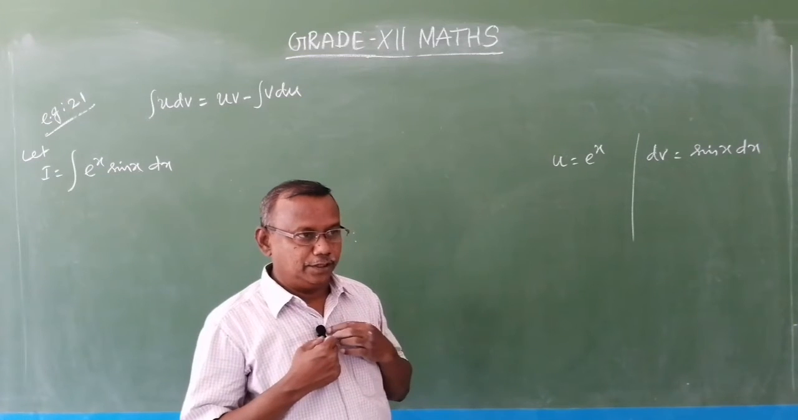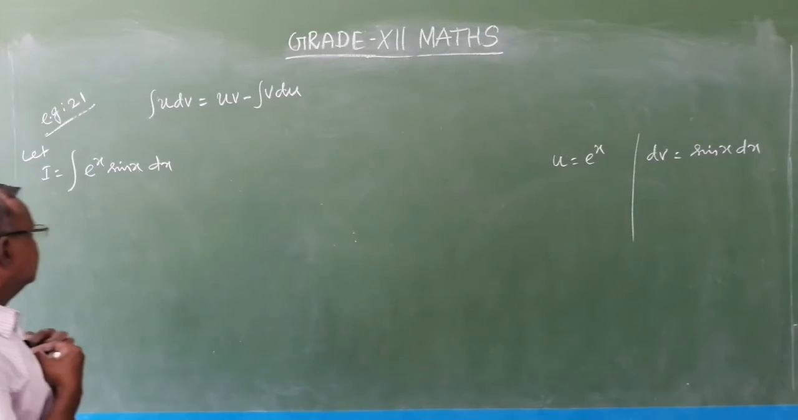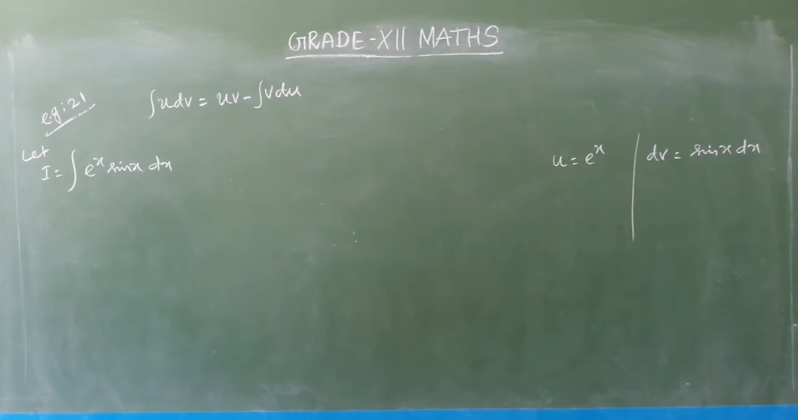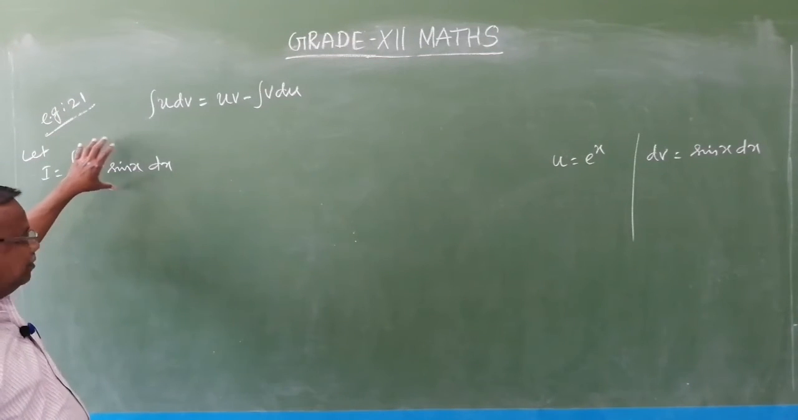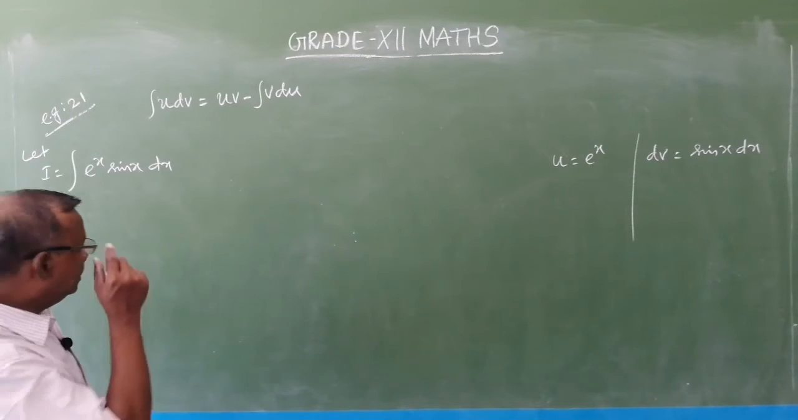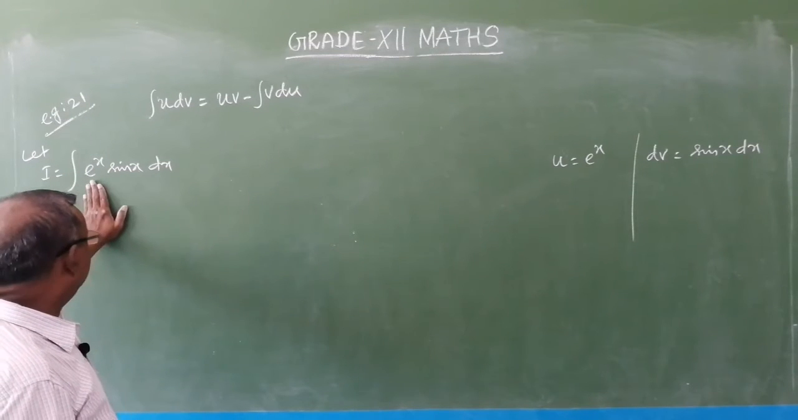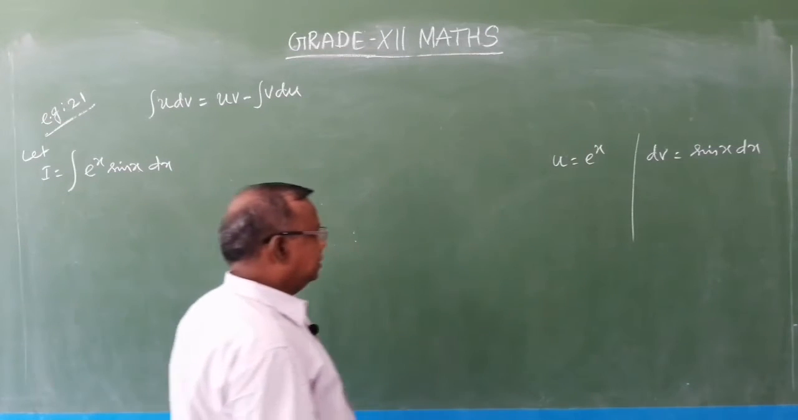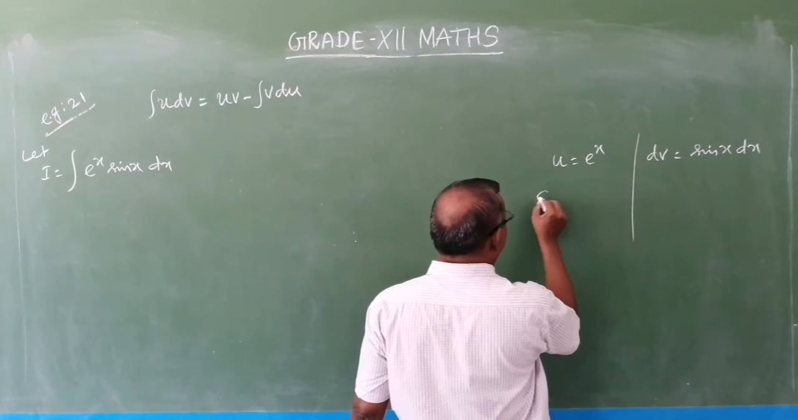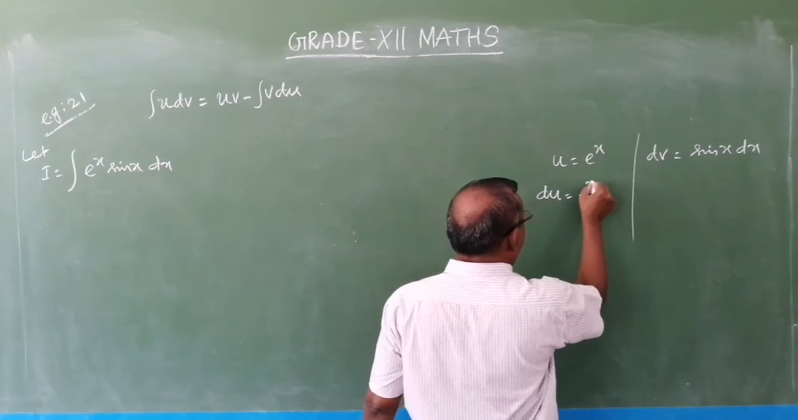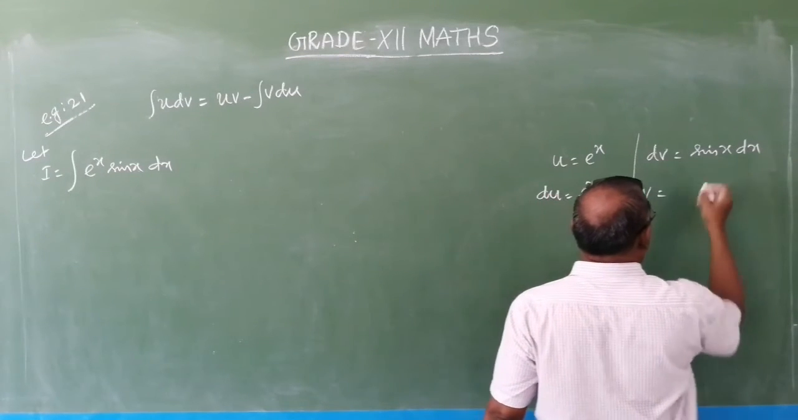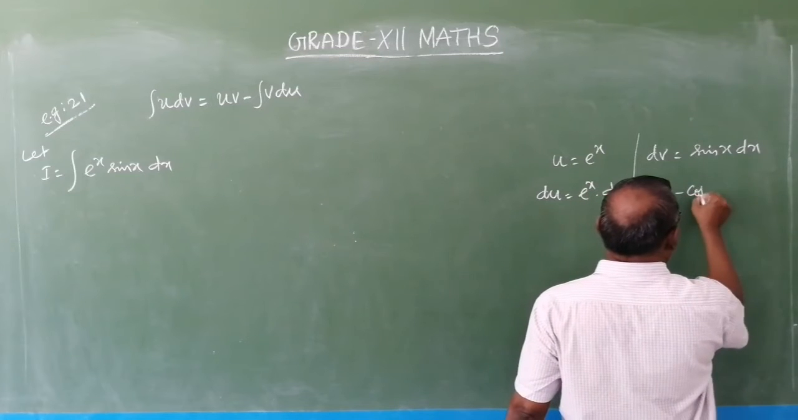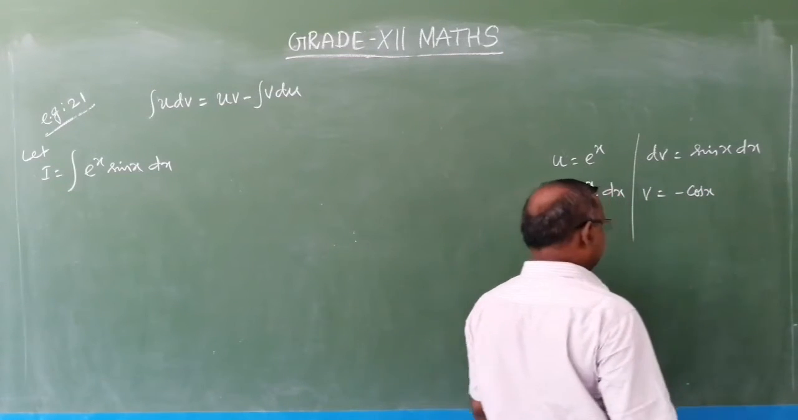I explained this in the information. Today I am going to send you one slip with tips for choosing u and dv. So, look at this: I take e^x as u and sin x dx as dv. Now, differentiating u, we have du equal to e^x dx, and integrating dv we have v, and integrating sin x becomes minus cos x.